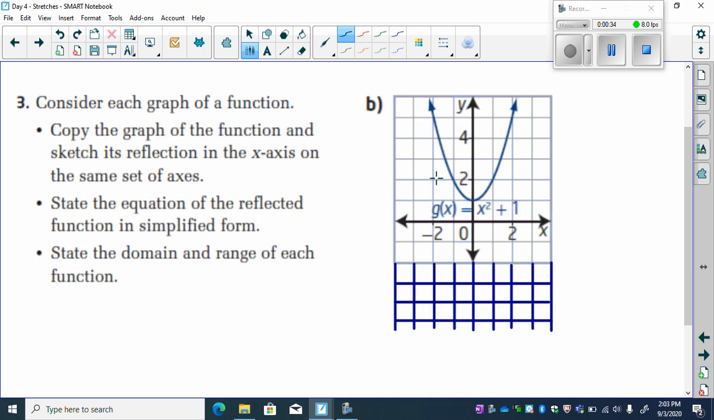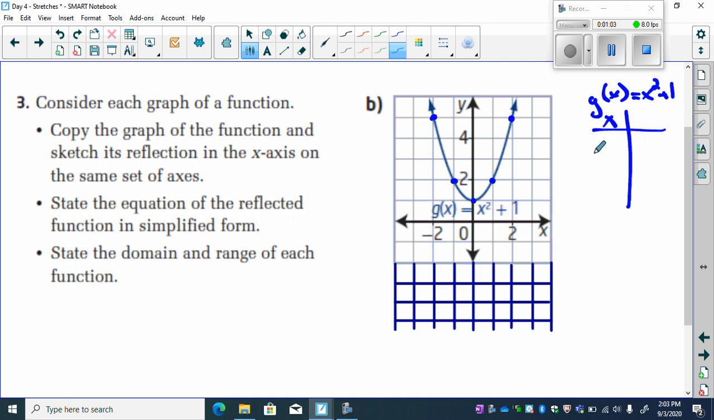So I picked 3b. We're working with this function right here, g of x equals x squared plus 1. And if you wanted to, you could locate some key points on this curve. Okay, here they are. We have the points on g of x, so this is what our table would look like.